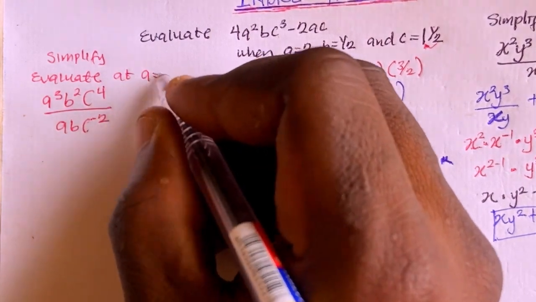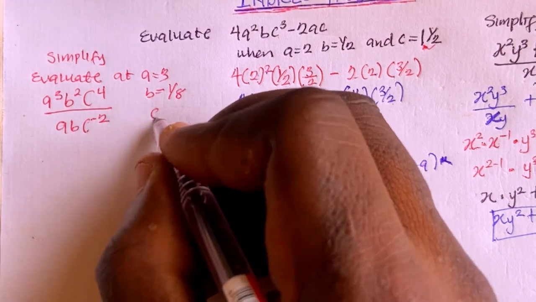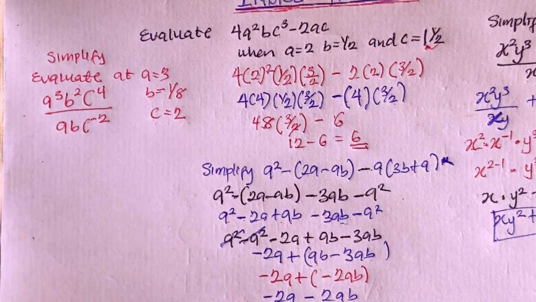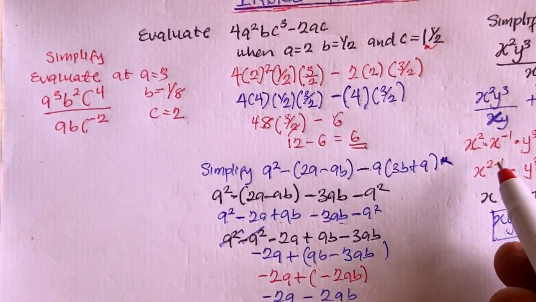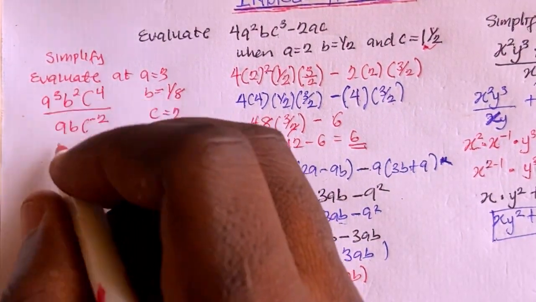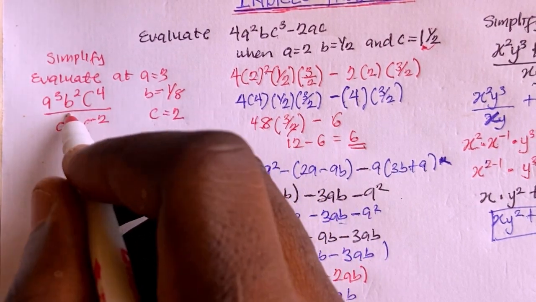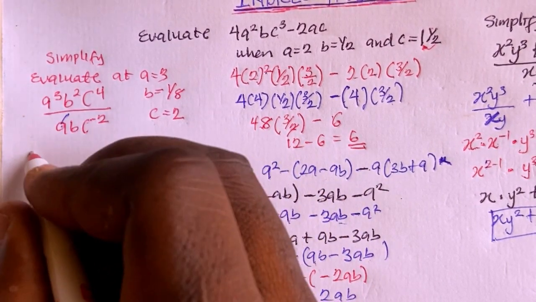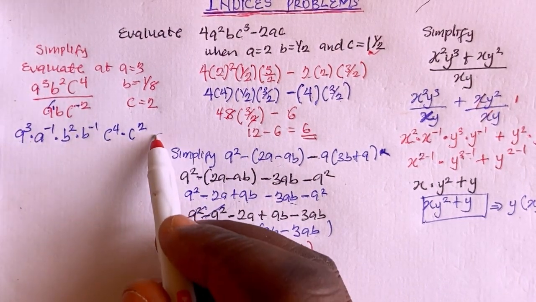So you are asked to evaluate at a equals 3, b equals 1 over 8, and c equals minus 2. Let me go ahead and simplify for you. I'm going to follow the same procedure I used here, which means I'm going to separate. I can cancel 1 of a here, so basically I'm going to write this as this expression.